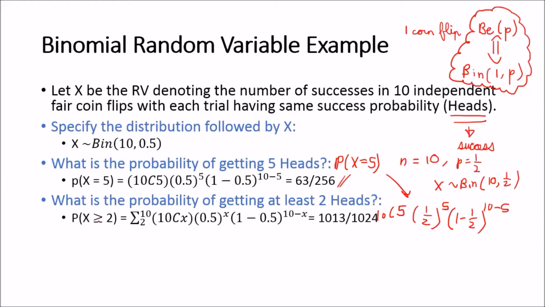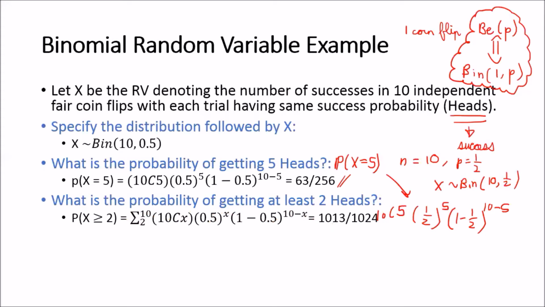Well, that's going to be the probability that x is greater than or equal to 2. And if your calculator has a summation operator, which I know Casio ES calculators, like the Casio FX991 ES Plus, usually have, it will be the summation from 2 to 10 of 10cx times 0.5 to the power x times 0.5 to the power 10 minus x, which gives us the answer of 1013 over 1024.